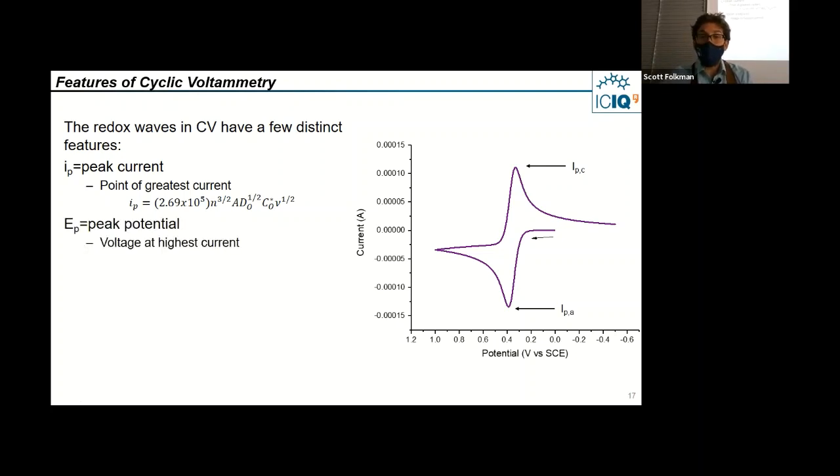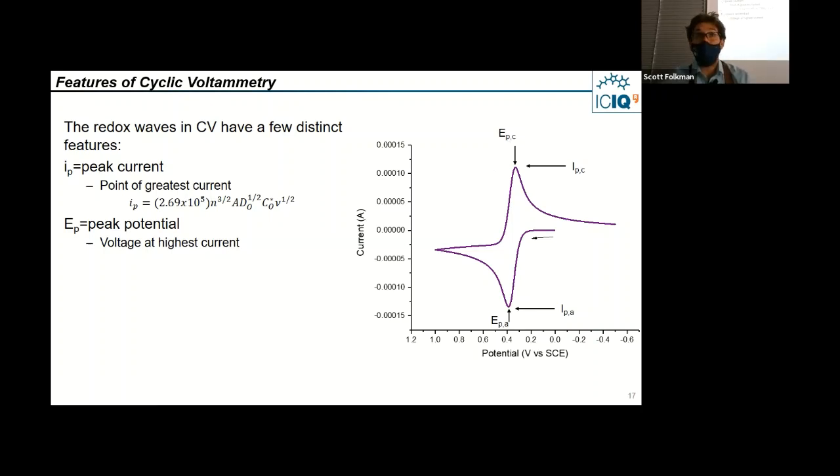The other important features that we consider would be the peak potential, so that is the potential at this peak current. Here it's the E sub P comma A, which is the peak current on the anodic scan. And then on the reverse scan, it's the E peak cathodic.